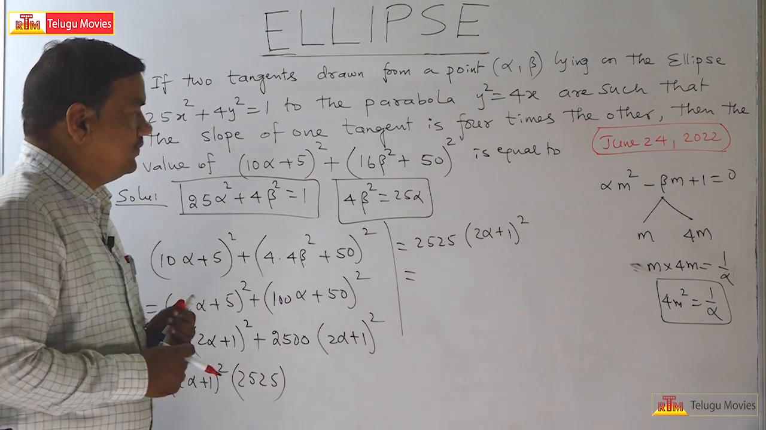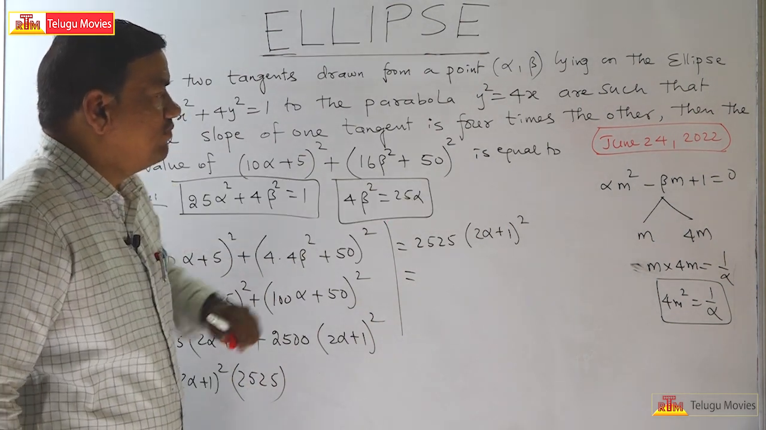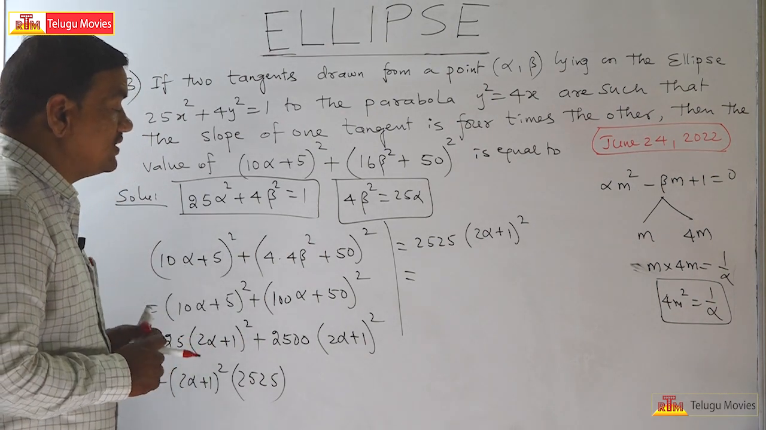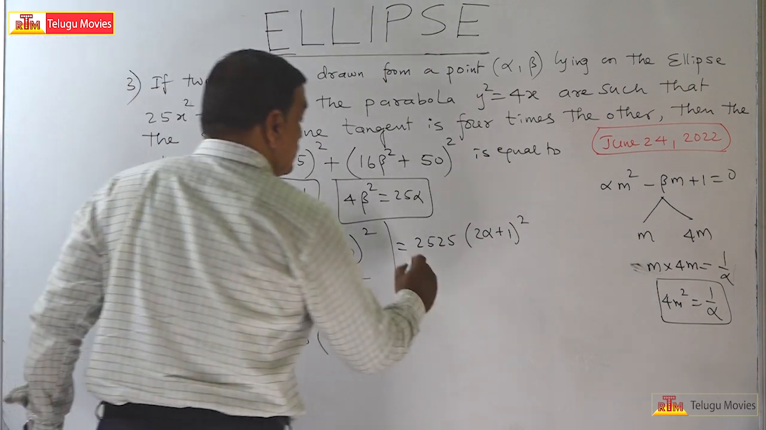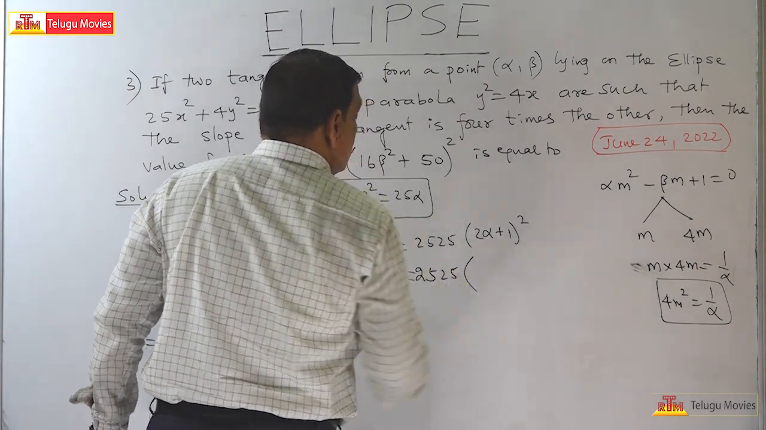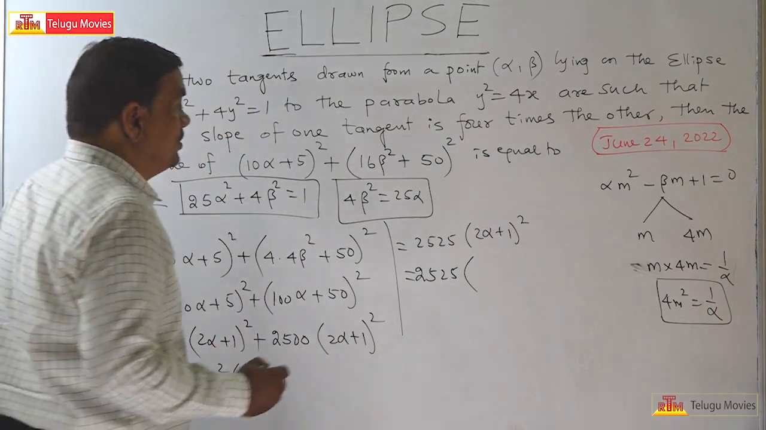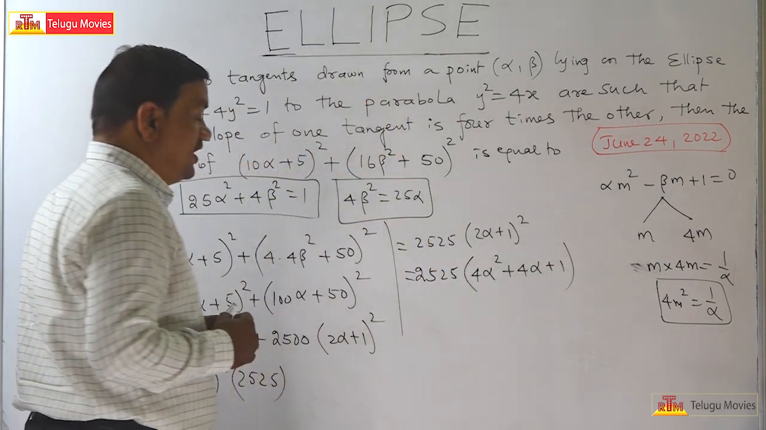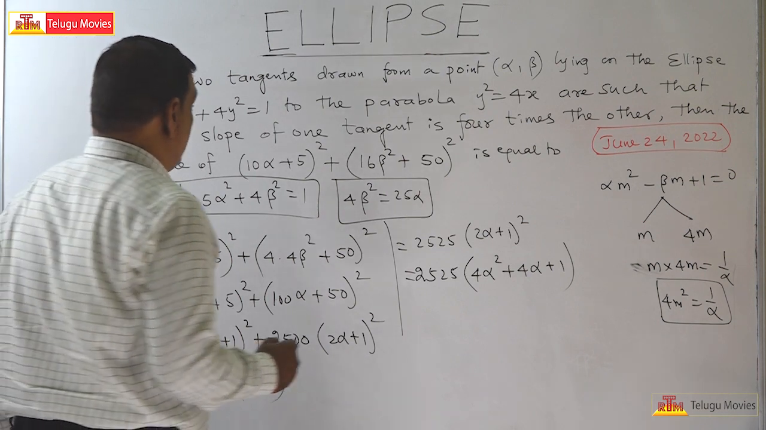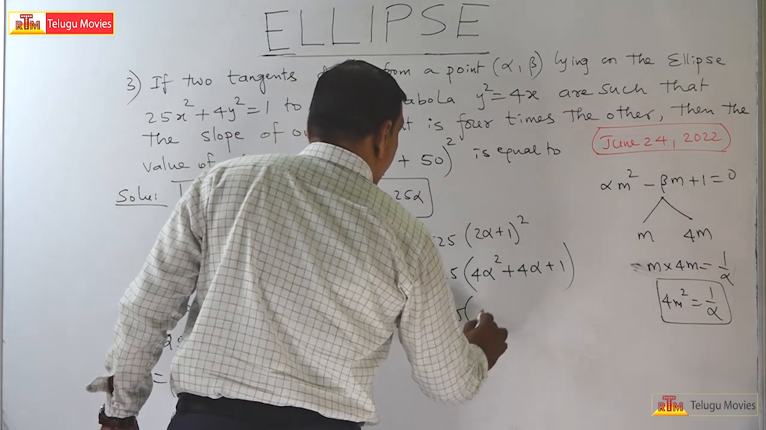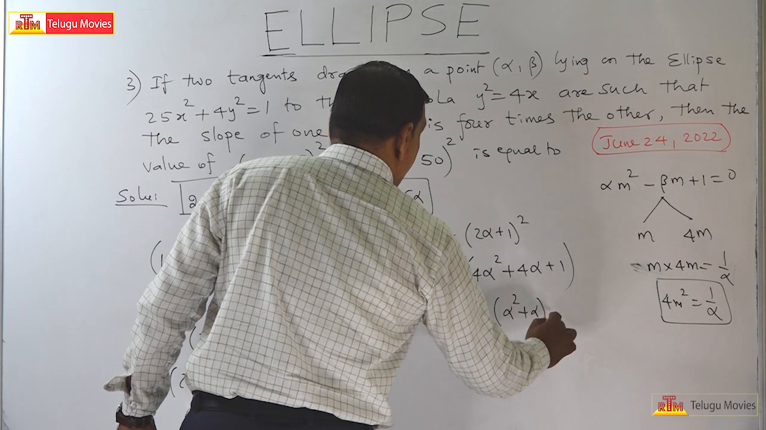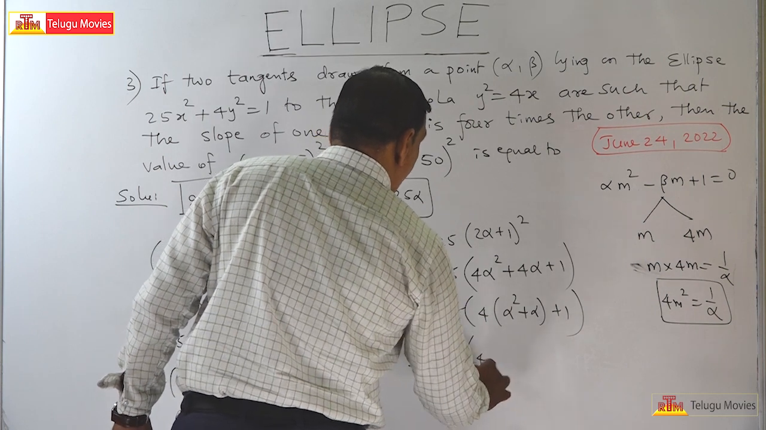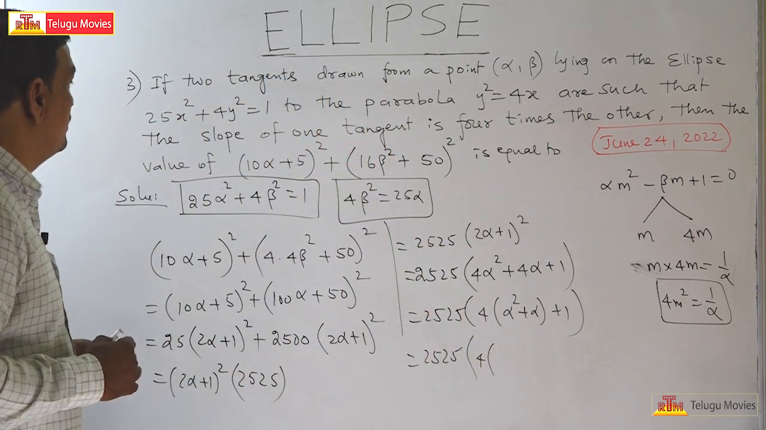So let us see one more calculation. We have got the sum of the slopes and the product of the slopes. So where will we get this 2 alpha plus 1 whole square? Let us expand this. If you expand it, what will you get? 4 alpha square plus 4 alpha plus 1. So this is equal to 25 into 25, 4 times alpha square plus alpha plus 1. Alpha square plus alpha value is equal to how much?